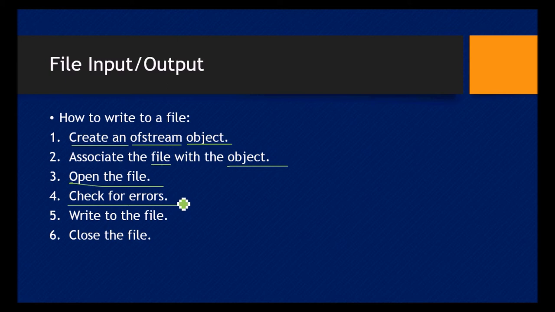Obviously, you can't open a file if the flash drive has been removed, so you check for errors. If there are no errors, you write to the file, and you close the file. So those are the steps you can take to create a file, write data to it, and then it'll be there. It'll be actually like you opened up Notepad or something and wrote something into a file and then saved it. So create the object, associate the file with the object, open the file, check for errors, write to the file, and then close the file.